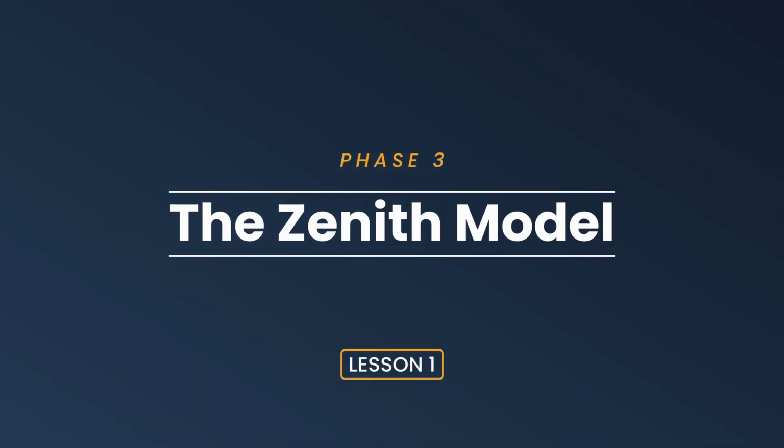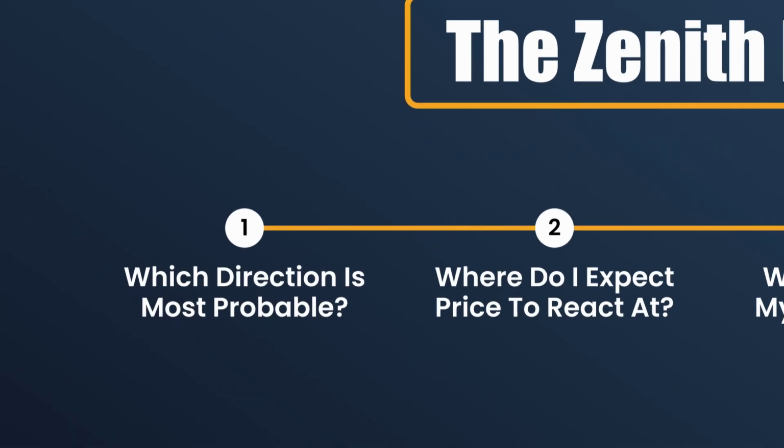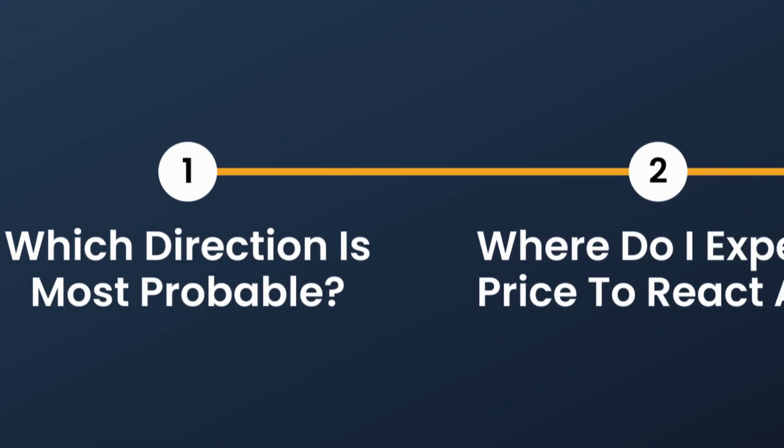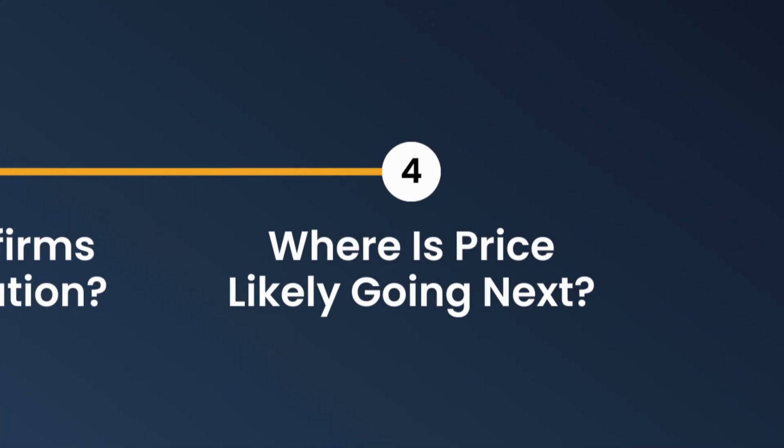So how does my model work? It's a process that can be viewed as like a checklist. At its core, the model answers 4 questions. Which direction is most probable? Where do I expect price to react at? What confirms my expectation? And where is price likely going next? So let's get into it.